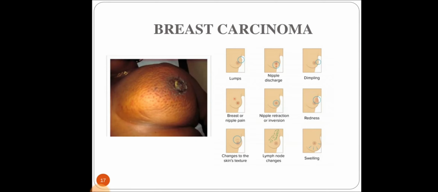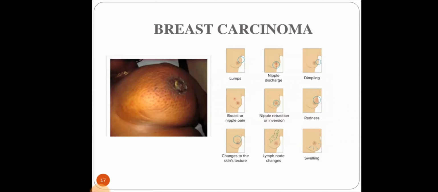Next classification is infiltrating carcinoma and non-infiltrating carcinoma. Infiltrating carcinoma means that it infiltrates into the basement membrane. Non-infiltrating are those which are not infiltrating. So these are the main classifications of breast carcinoma: unilateral, bilateral, ductal, lobular, unilateral, multifocal, multicentric, and infiltrating and non-infiltrating. Then infiltrating carcinoma is again divided into many types: scirrhous carcinoma, inflammatory carcinoma, medullary carcinoma, colloid carcinoma, etc.